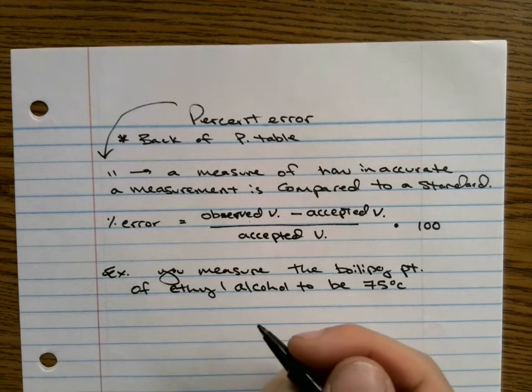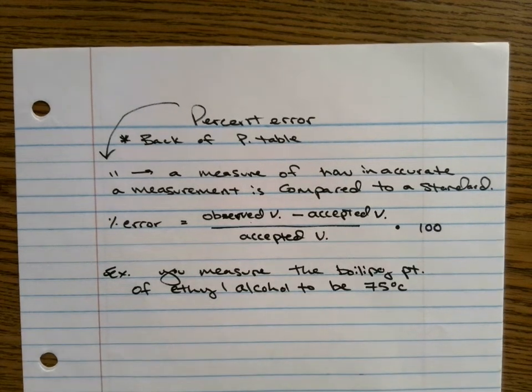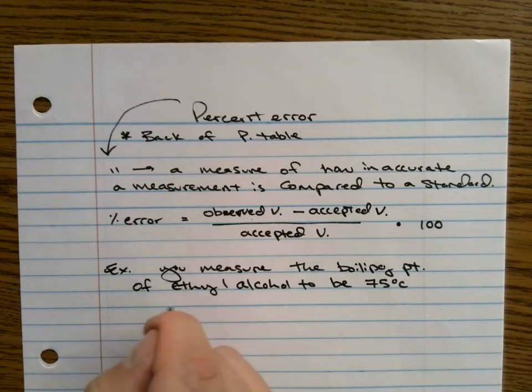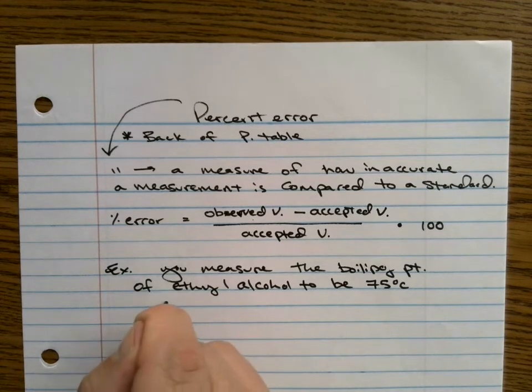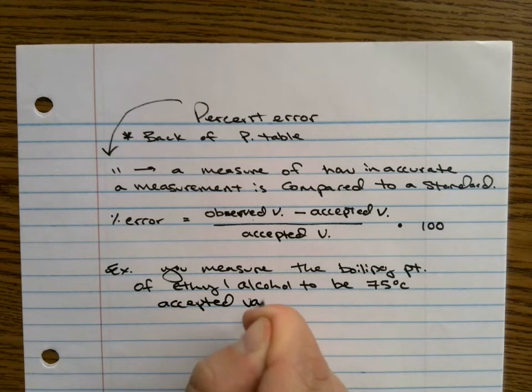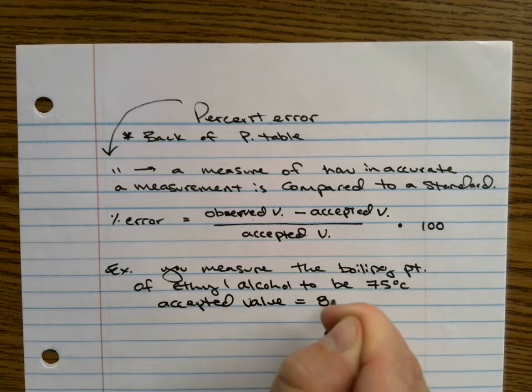So you were off by 5 degrees. So there was some error in your instrumentation. It could have been you misreading it. There's a number of reasons it could be off, but based on the evidence that we've collected for some standard, we've determined it's going to be 80 degrees. Actually, the accepted value is equal to 80 degrees Celsius.